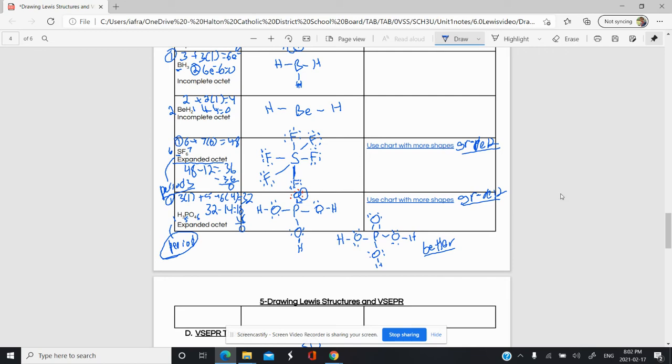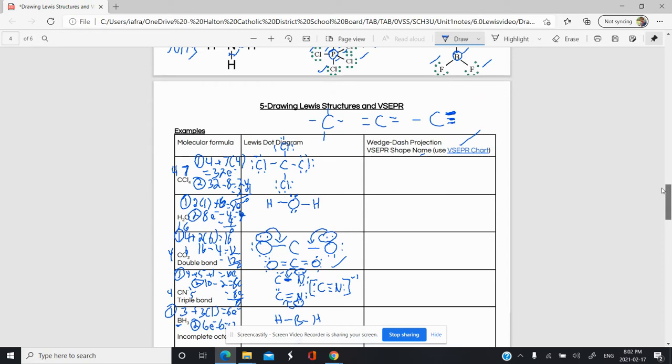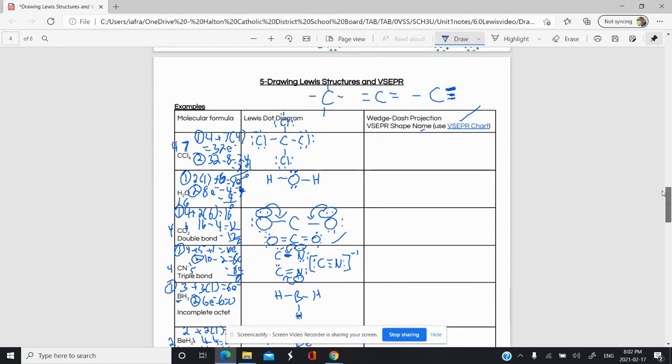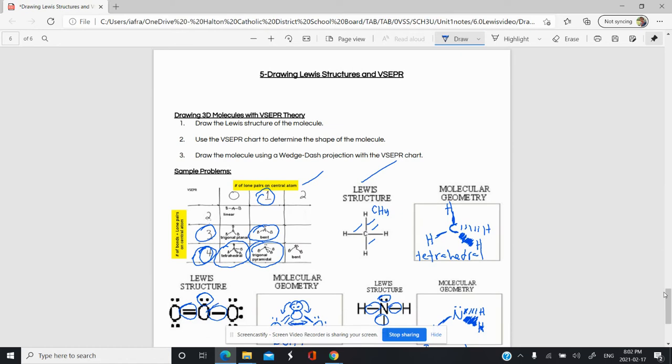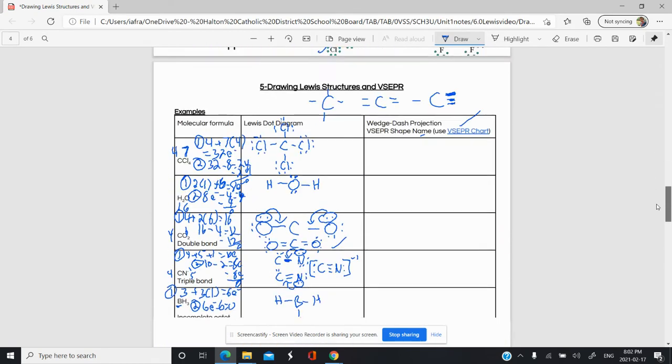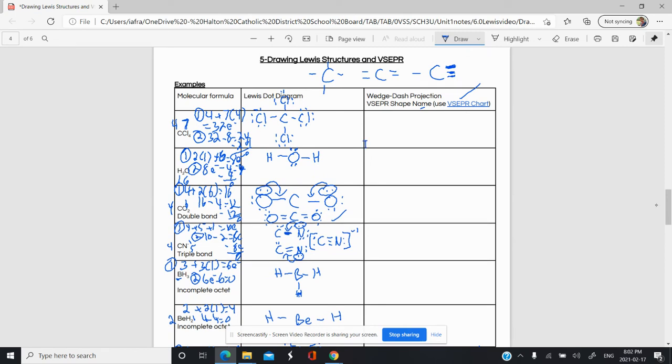So let's go ahead and do that here. Let's do the CCl4. We already drew the Lewis dot structure, but that would be the first thing you'd be doing. It has 4 regions, 0 lone pairs, so that's also tetrahedral. So CCl4 is tetrahedral. And so we have our Cl, Cl, our wedge there, Cl, and then our dash over here, Cl. Tetrahedral.